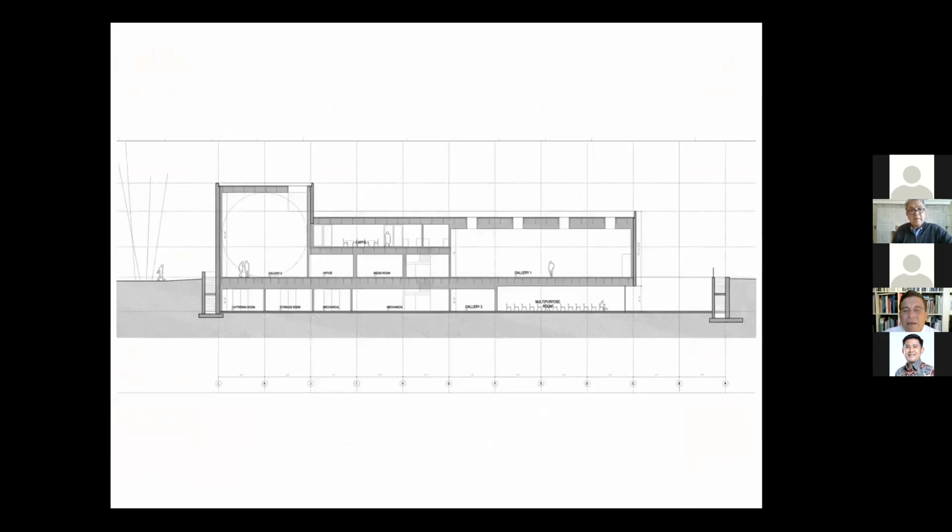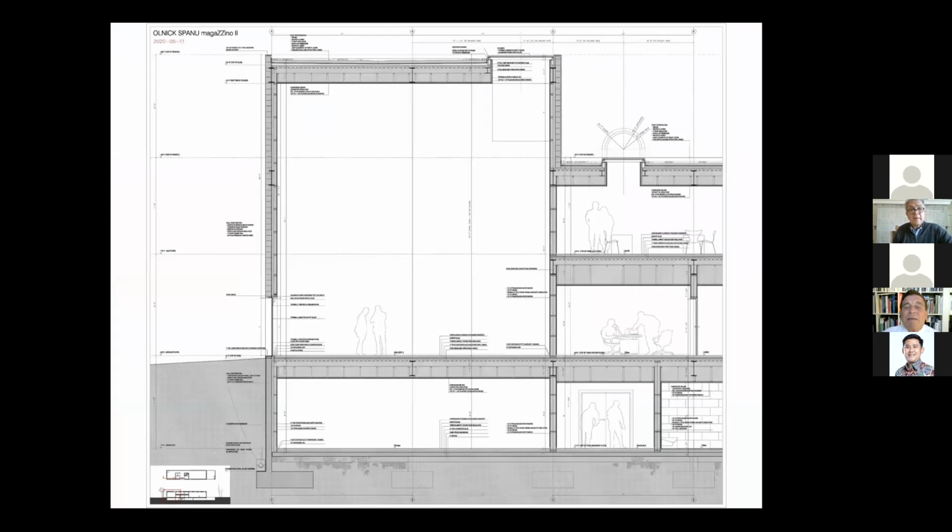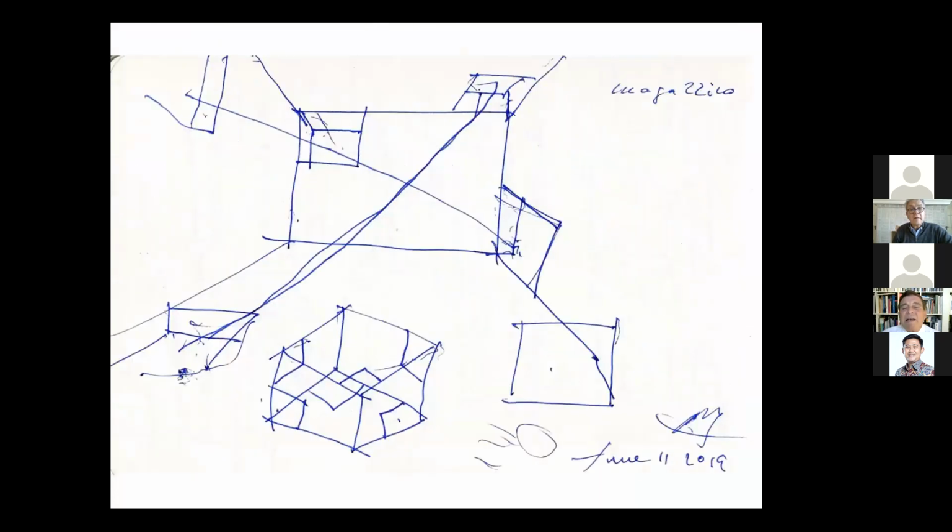This one is under construction, and I am very, very proud. I'm very happy. But before, the idea is an isotropic space. It's a cubical space with a hole in every corner in such a way that the sun always has a point, a hole, to enter.